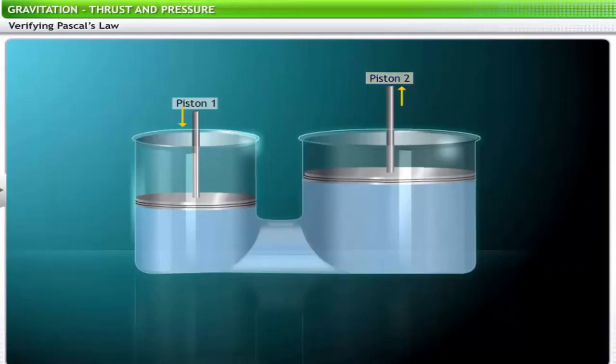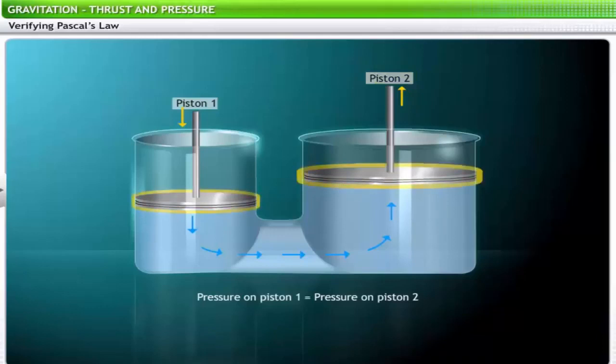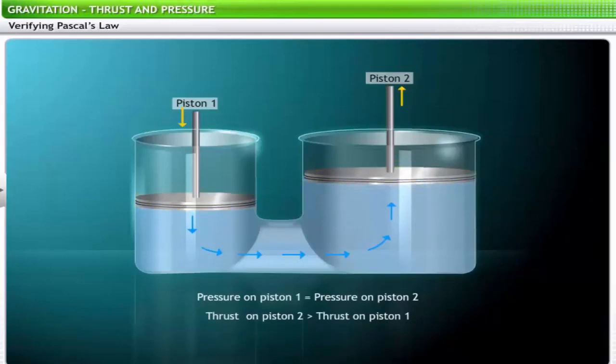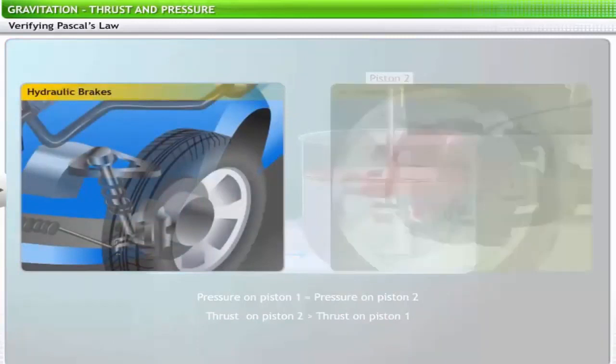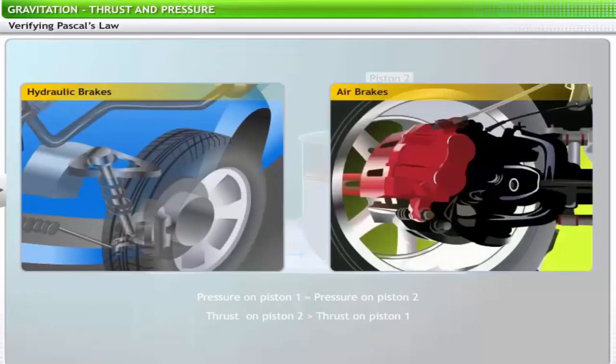Thus, the increase in pressure through piston 1 is conveyed undiminished through the liquid to piston 2. As the area of cross-section of piston 2 is greater than that of piston 1, the thrust exerted on piston 2 is greater than that on piston 1. Hydraulic brakes as well as air brakes operate on the same principle.